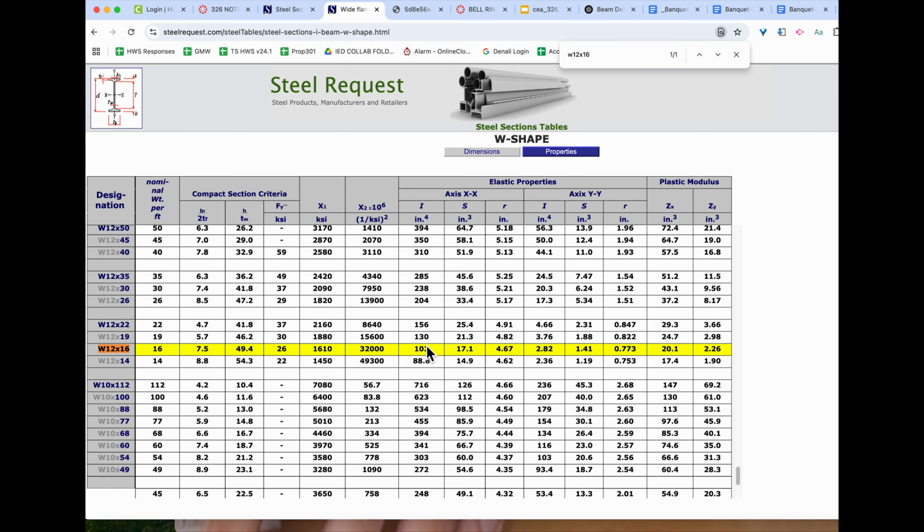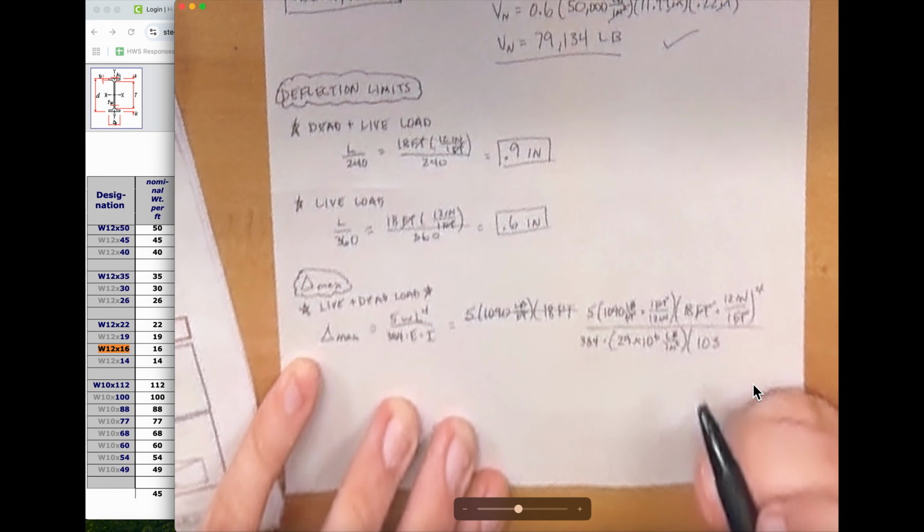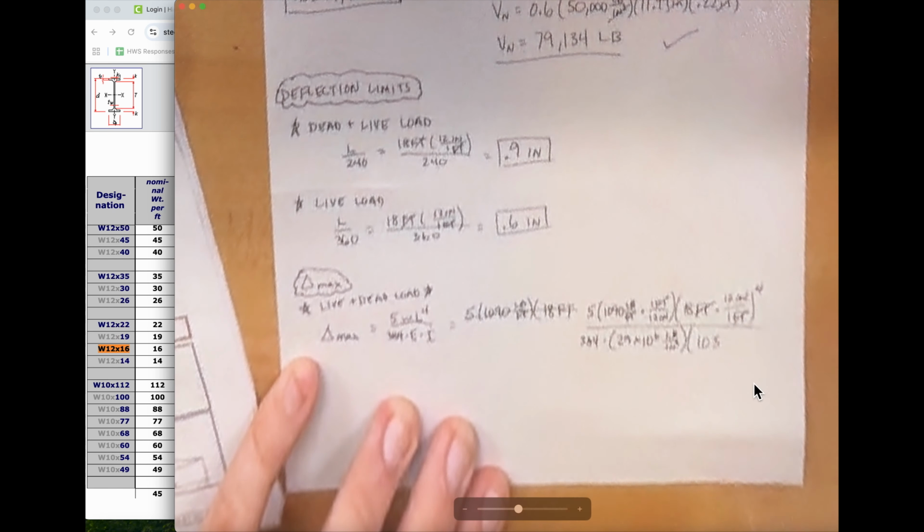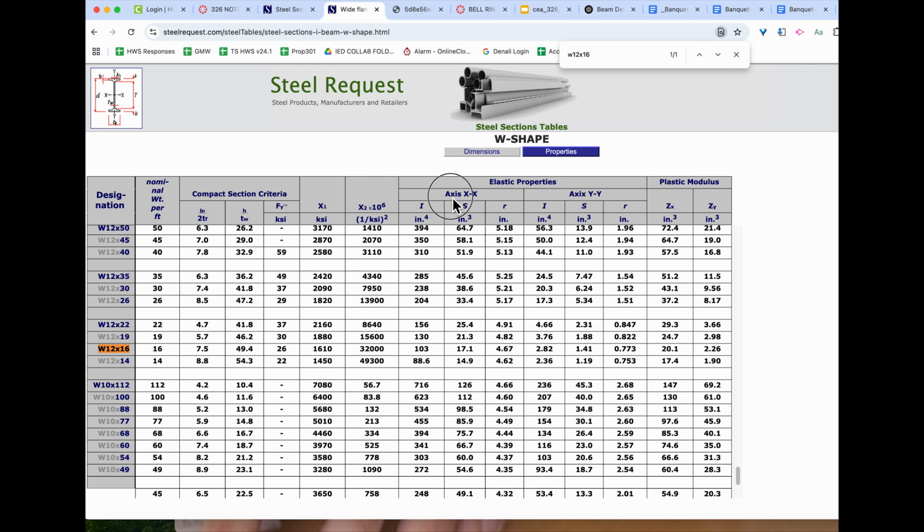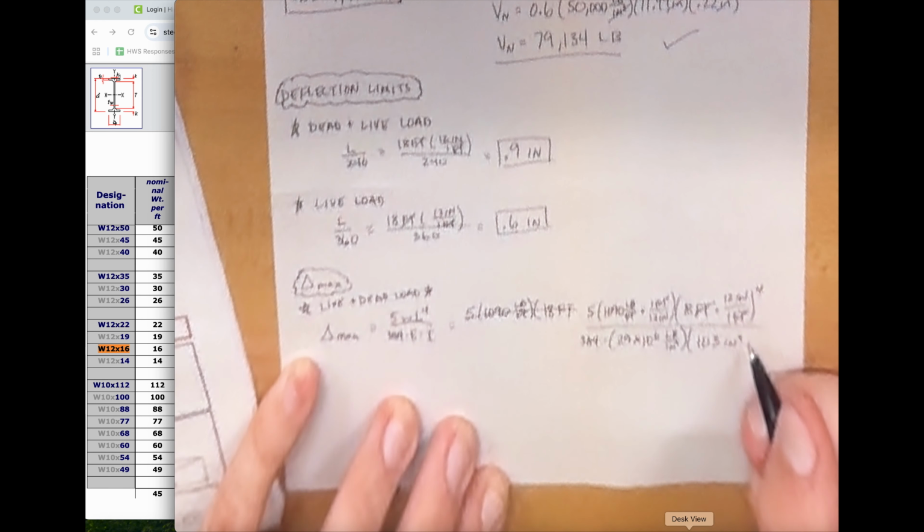And we've got an I value. Now we did it for the x-axis. We got 103. So it turns out off the top of the dome, I did have that memorized. That was correct, 103. Now the unit for this, if I go back here, you can see this is for the x-axis. It's inches to the 4th power. So that's what we're also going to specify here, inches to the 4th power.